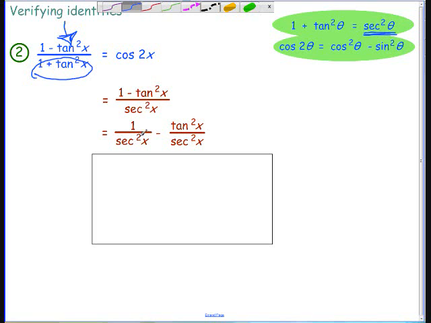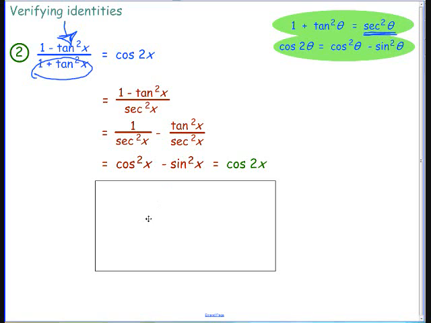1 over secant squared x. Ooh, well, we know what that is, don't we? And this is going to simplify in an interesting way, I think. Let's think about it. This one obviously was cosine squared x. And if we think about tangent squared, let's separate these. Tangent squared x times 1 over secant squared x. And what is that equal to? Of course, cosine squared x.